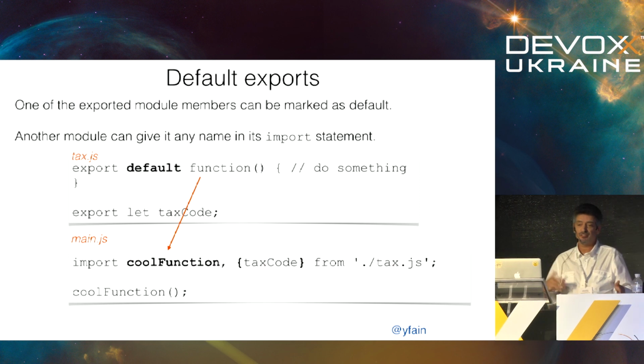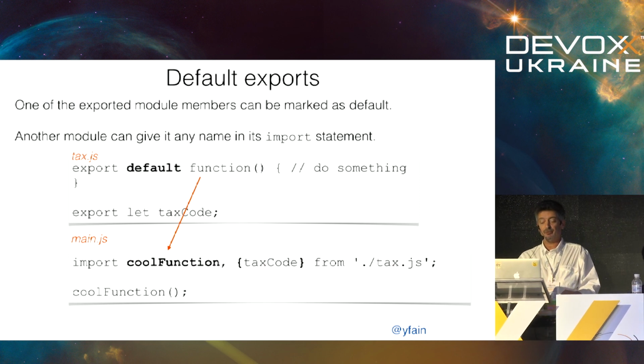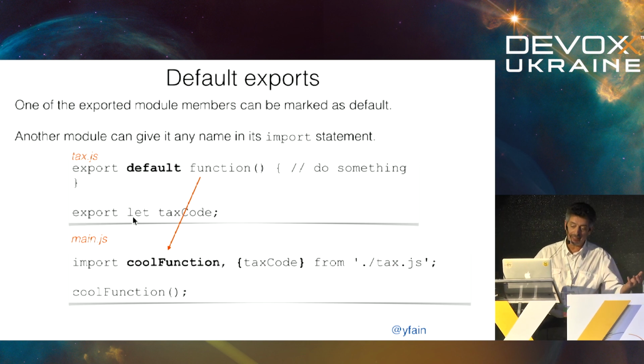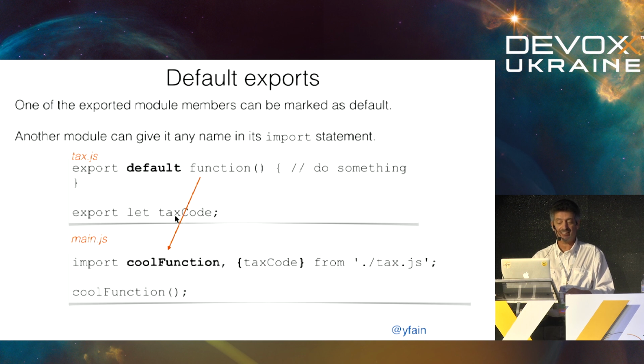Also, there is something called default exports. You can use the keyword default. I export the function, whatever function it is, and I export this one. The second line with export is a named export, and it can be imported only with this name. But in the first case, it's a default export. It can be imported with any name.